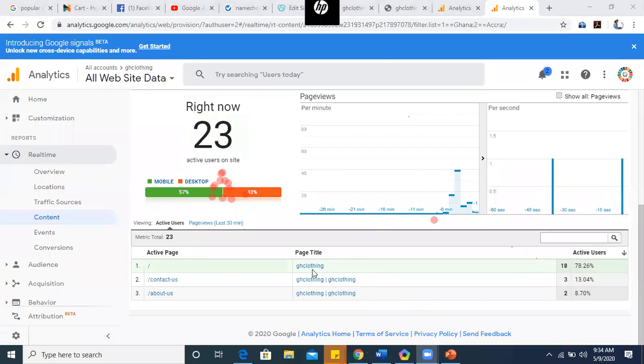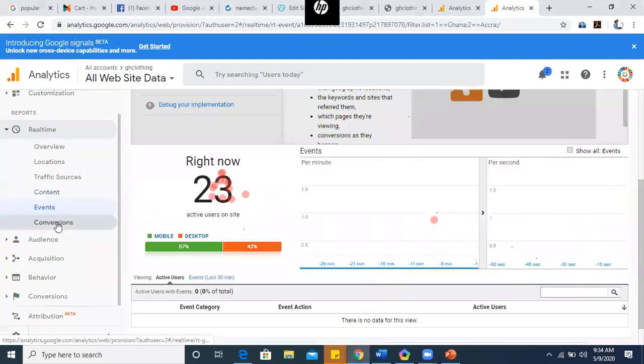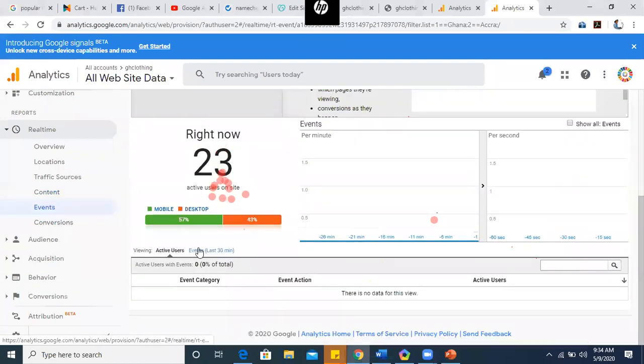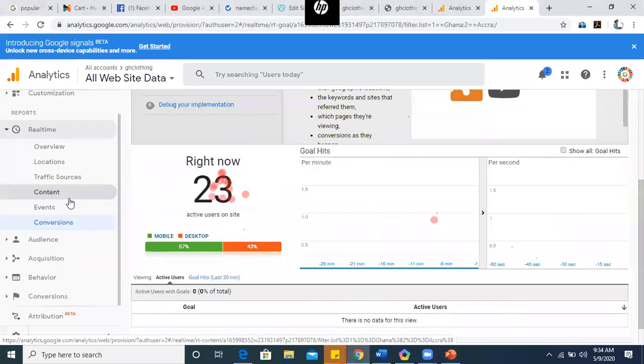If this is happening to you as a digital marketer, what it tells you is that your page has a problem. People are not excited about staying on your page. Are we good? That's another insight you can get. Okay, let's go to events. Conversion will be a bit of a complex thing. I will leave conversion for now, and then we'll come back to it.